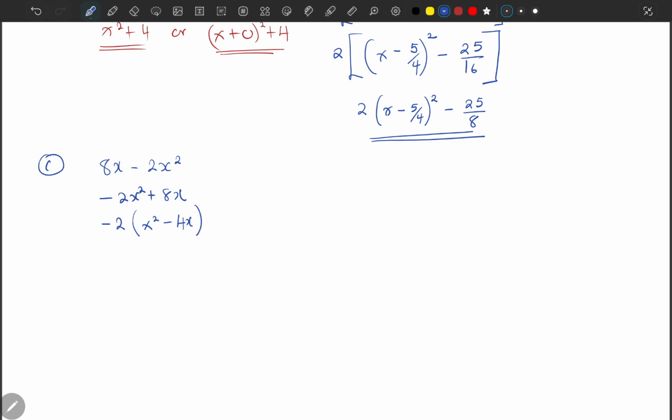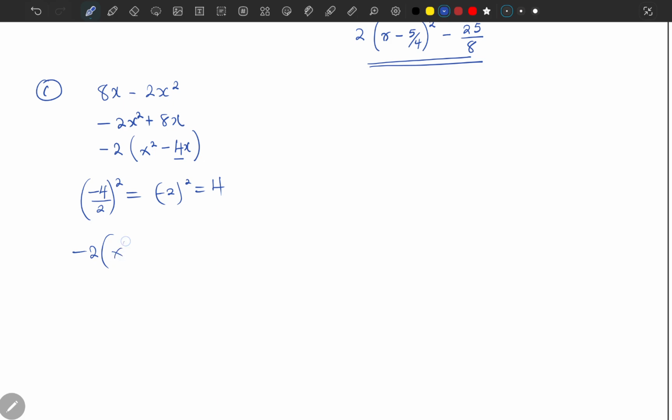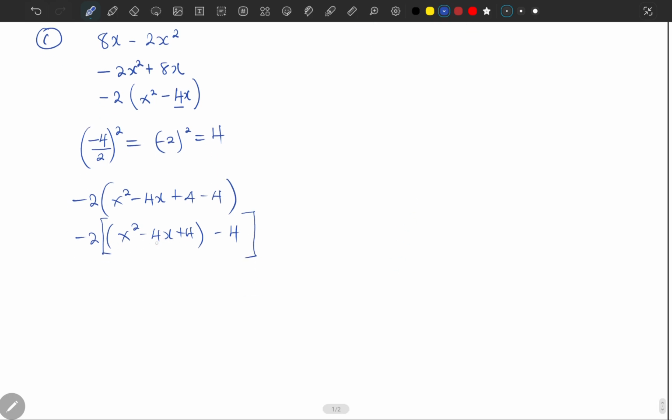Now that you've done that, look at the coefficient of x, which is negative 4. So you're going to find half of negative 4, then we square. Half of negative 4 is negative 2. Squaring it, we get 4. So this 4 must be added and subtracted at the same time. So we have x squared minus 4x, and we add 4 and, at the same time, subtract it. After doing that, we collect what we are interested in: x squared minus 4x plus 4. That is our first interest. Then we are going to keep our negative 4 alone.